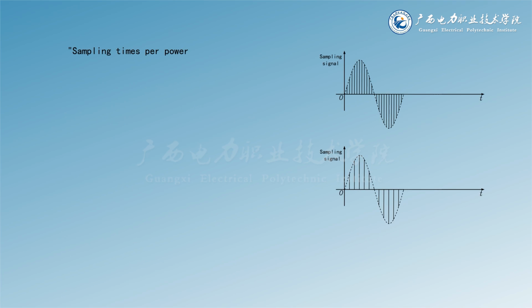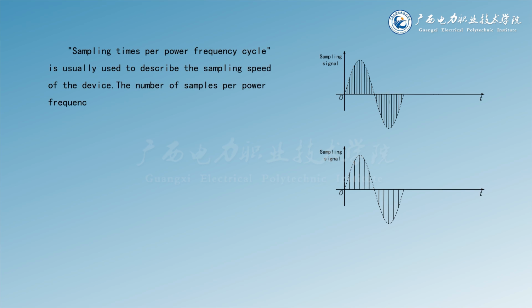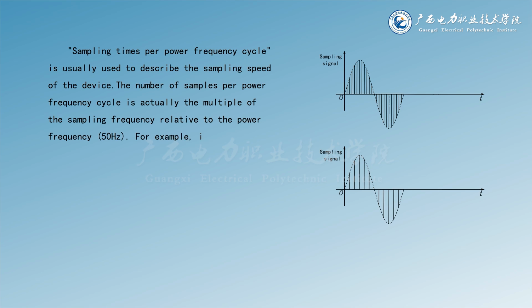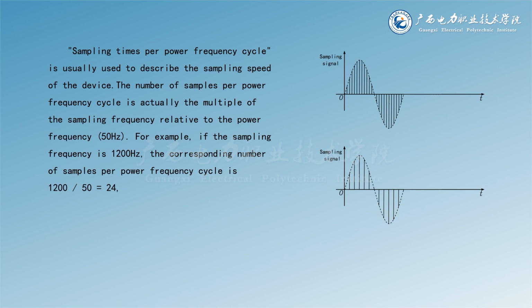Sampling times per power frequency cycle is usually used to describe the sampling speed of the device. The number of samples per power frequency cycle is actually the multiple of the sampling frequency relative to the power frequency. For example, if the sampling frequency is 1200 Hz, the corresponding number of samples per power frequency cycle is 1200 divided by 50, which is equal to 24. That is, take a sample every 15 degrees.